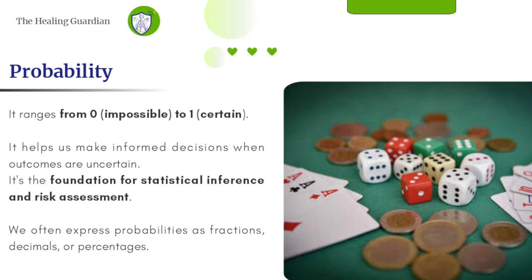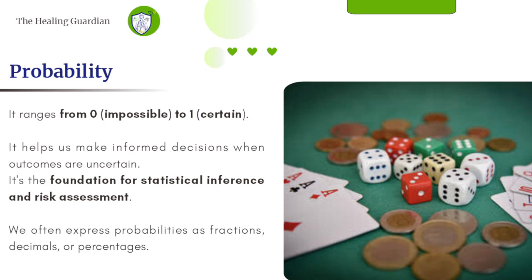Probability ranges from impossible to certain. That is from 0 to 1. Meaning if the probability is 0, it cannot happen. If the probability is 1, then it is certain. Probability helps us to make informed decisions when outcomes are uncertain, and it is the foundation of statistical inference and risk assessment, as I said.